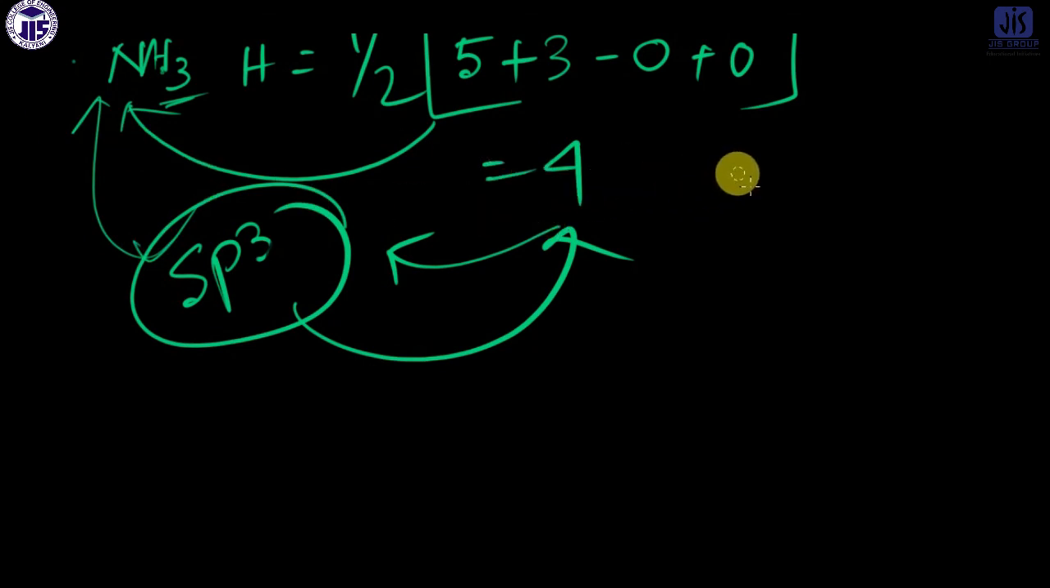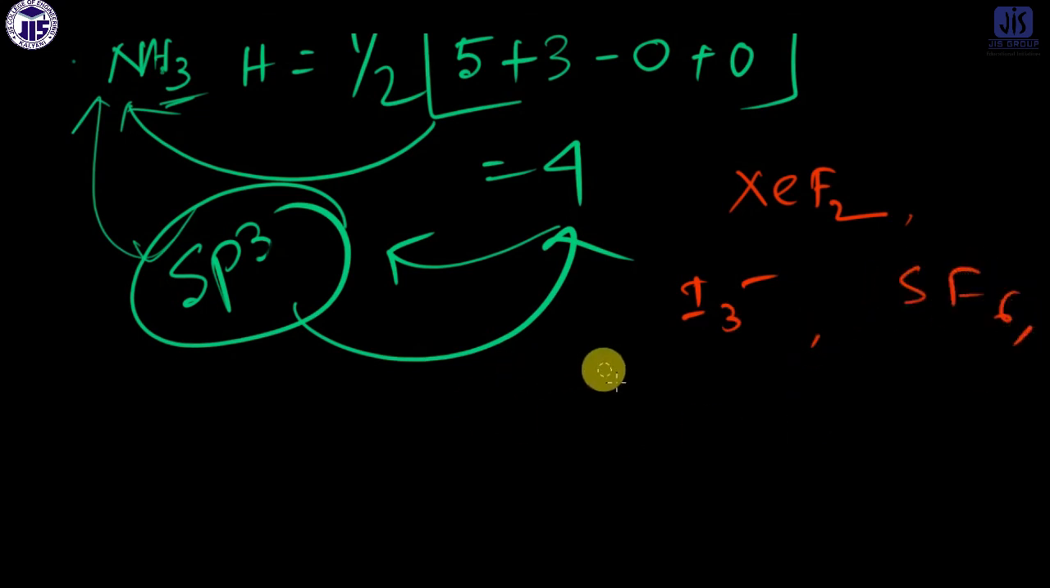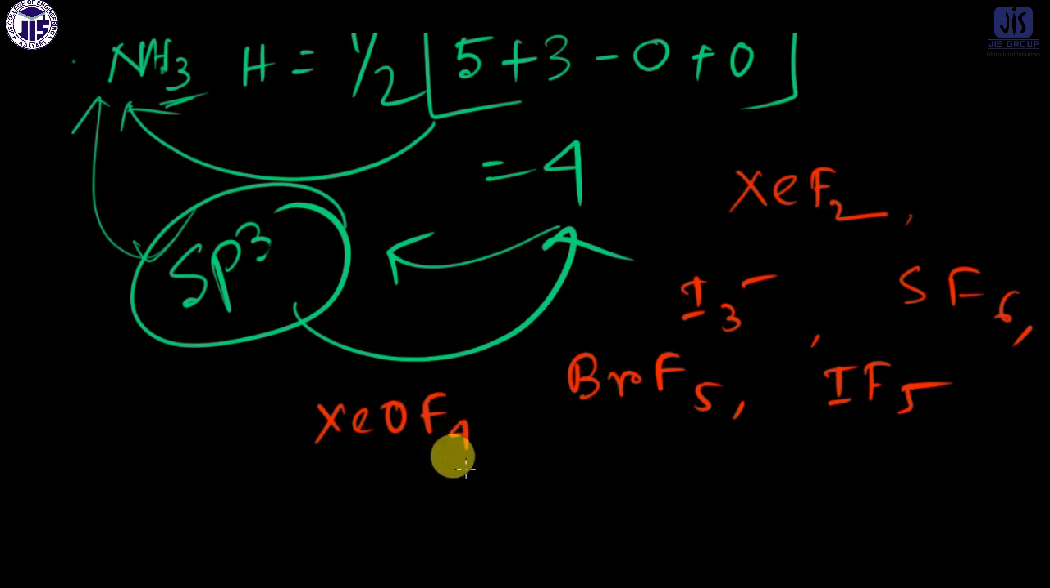Write down XeF2. Okay, like I3 minus, like SF6, like BrF5, IF5, then XeOF4. So these are the home tasks which you have to do.